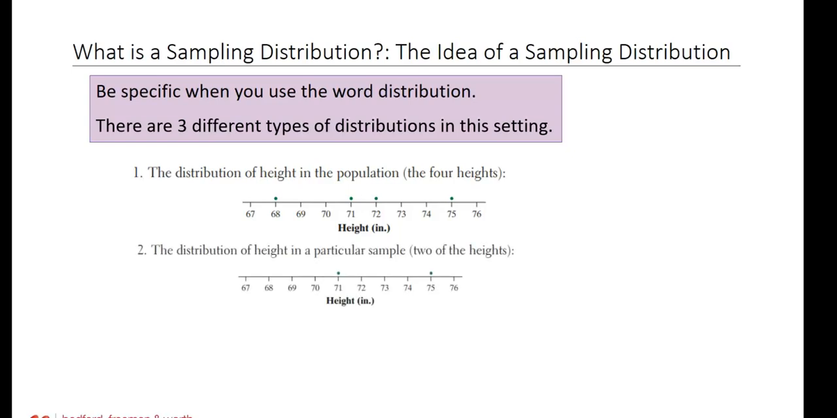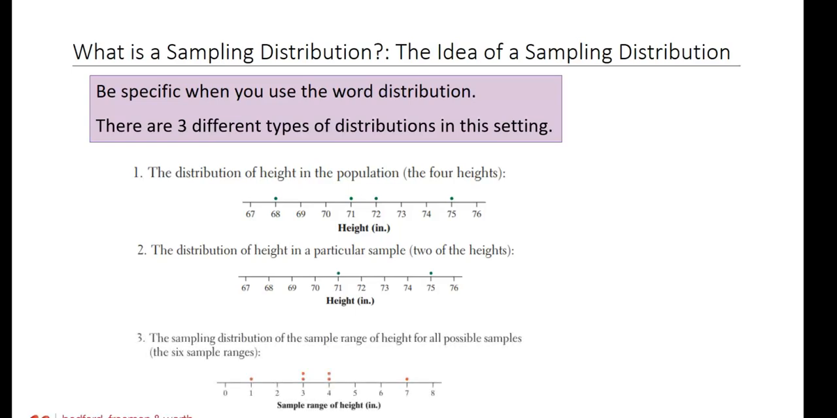You could take, we took 6 samples of that of size 2. One of them had 71 and 75. So those are 2 of the heights that we chose. The average was 73, if you remember, on that one. But that would be a distribution of just 2 of the heights. The distribution of the sample statistic, here the mean of height, for all possible samples, that's called the sampling distribution right there, right? So that would be of the range.